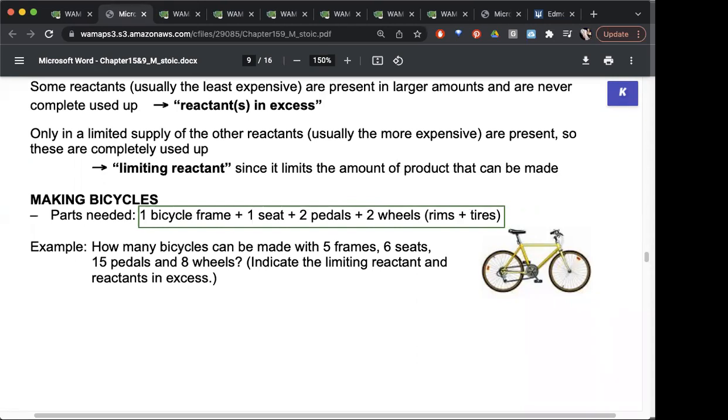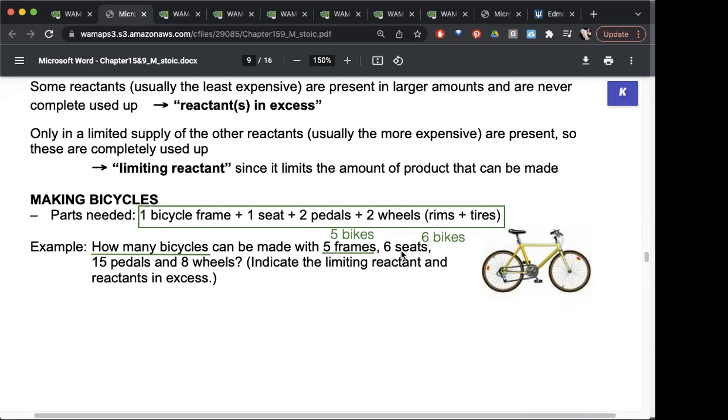So our basic structure of the question is always going to look like this. When we're figuring out which one's limiting, we're going to ask how many of the final things could we make with the things we have in the shop. We've got 5 frames. Okay, so with 5 frames, you could make 5 bikes, right? That one's really easy because they're 1-to-1. 6 seats. Well, you could make 6 bikes with 6 seats, but you'd run out of frames, so you can't make 6 bikes. You can only make 5 bikes, and then you'd have 1 extra seat, right?